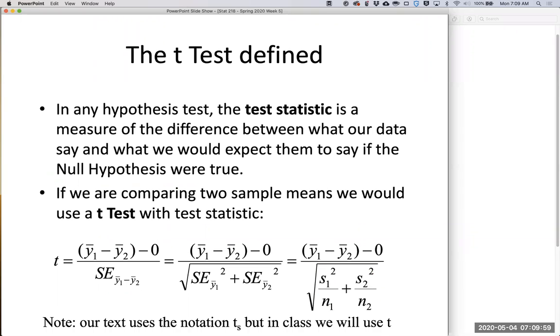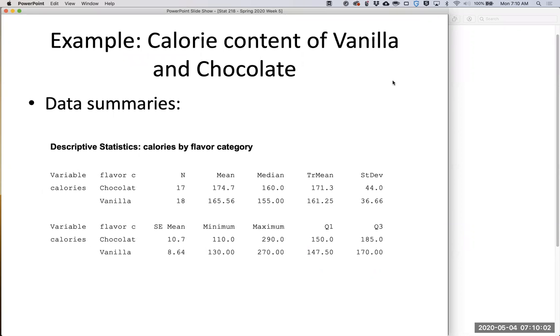Okay, so let's dive in on our example with vanilla and chocolate. With vanilla, we've got 18 as our sample size. The average, 165.56, and we have the standard deviation given to us right there. But we also have the standard error, so that's sort of nice. We could probably work with that. For chocolate, there's 17 of them, averaging 174.7, a standard deviation of 44, and then we have a standard error given to us, 10.7. So let's get after how to tackle that problem.